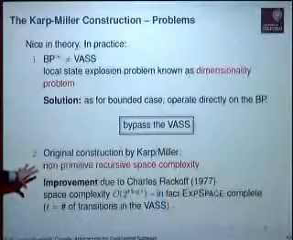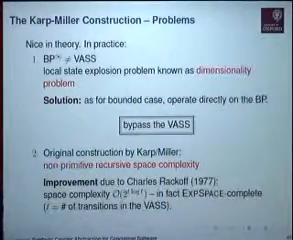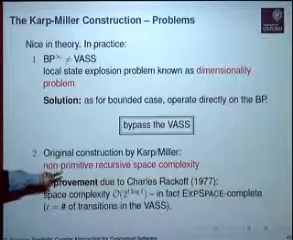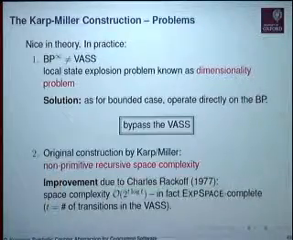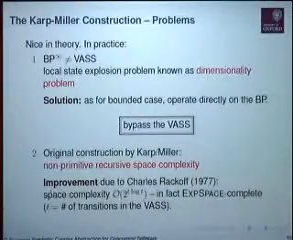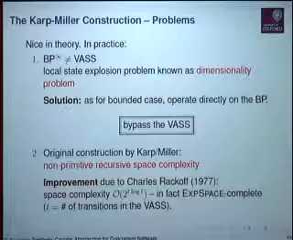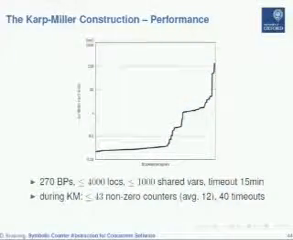All right? Another problem that pops up here is that if you look at the original construction by Karp-Miller, it has a non-primitive recursive space complexity, which is really bad news. There exists an improvement in the literature that makes this EXPSPACE-complete, but it's still pretty bad. All right? Really bad news. I mean, normally we deal just with PSPACE-complete things. Okay? So we still have implemented this, all right? With a number of optimizations, such as not storing the zero counters and so on.